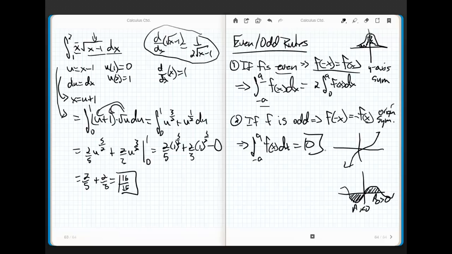Isn't that nice? Now that's a freebie, but remember that these rules really only come into play if I have the integral from negative something to something else. Okay? Well, that's about it for 5.5, and that's about it for the semester, which is pretty exciting. So, excuse me, big yawn.